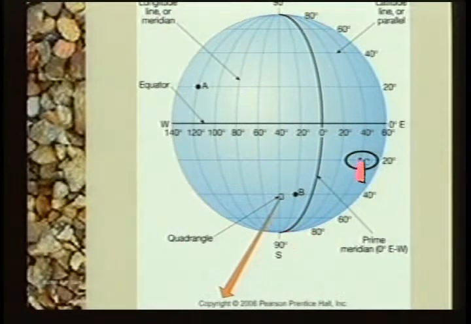So, where exactly would we put point C? Well, let's look at its location from the equator. If we look at the location from the equator, we see that we are 20 degrees south. If we look at the location from the prime meridian, we see that we are 40 degrees east. So, sure enough, you would write that as 20S and 40E, south and east.